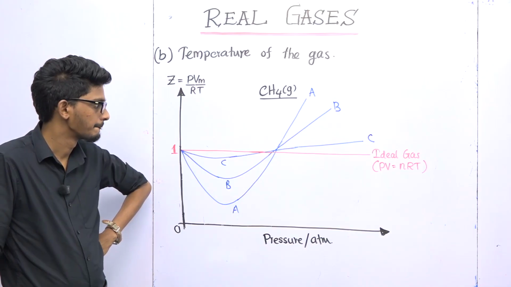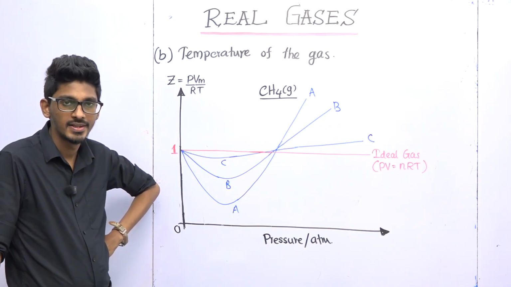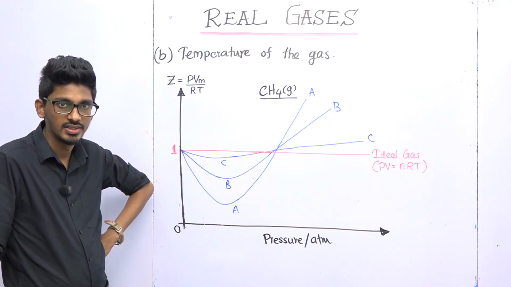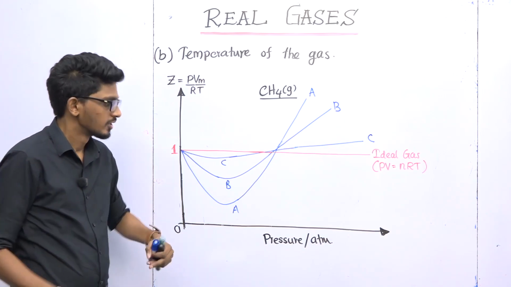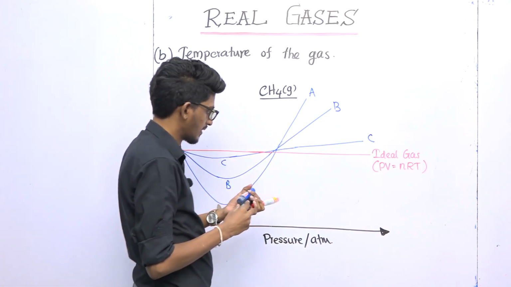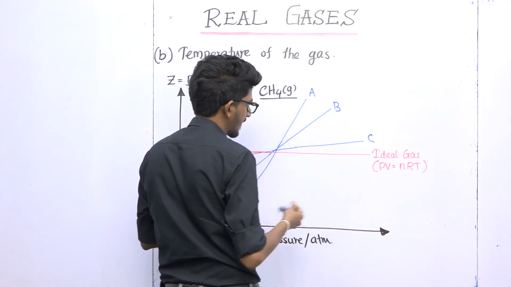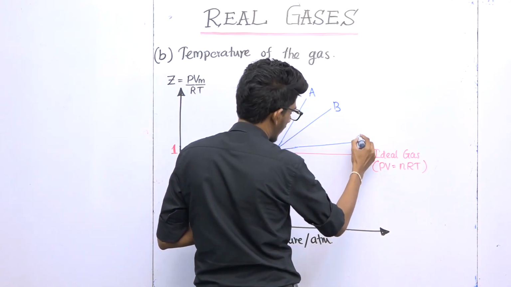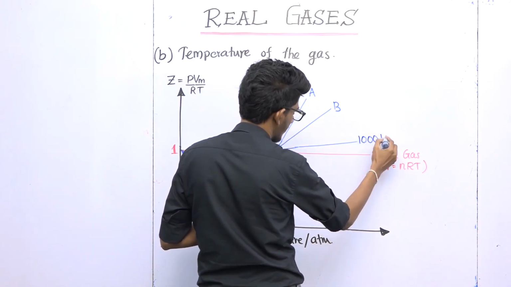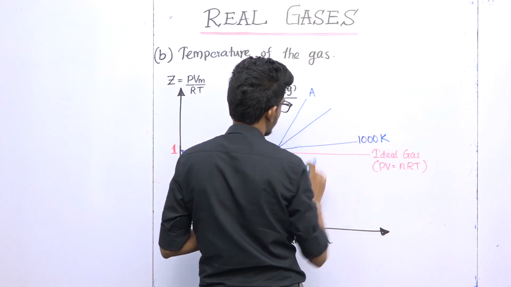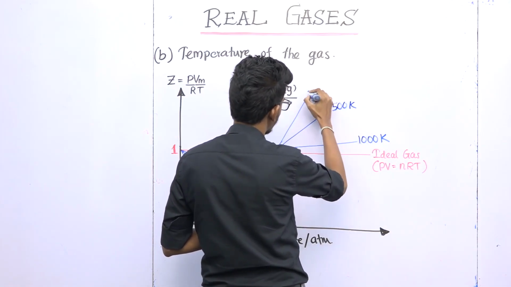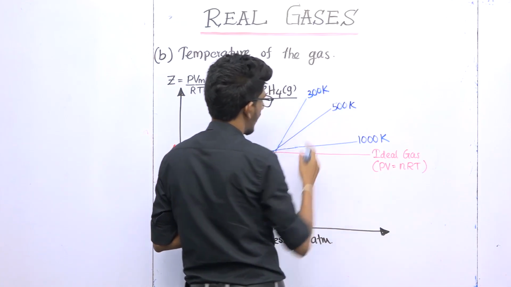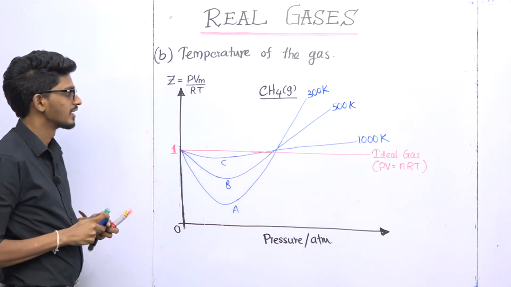Yes, it is the curve C. So C is the curve which represents the 1000 Kelvin out of 1000, 500 and 300. This is the 500 Kelvin curve. This is the 300 Kelvin curve. How come? How to decide that? It's like this.